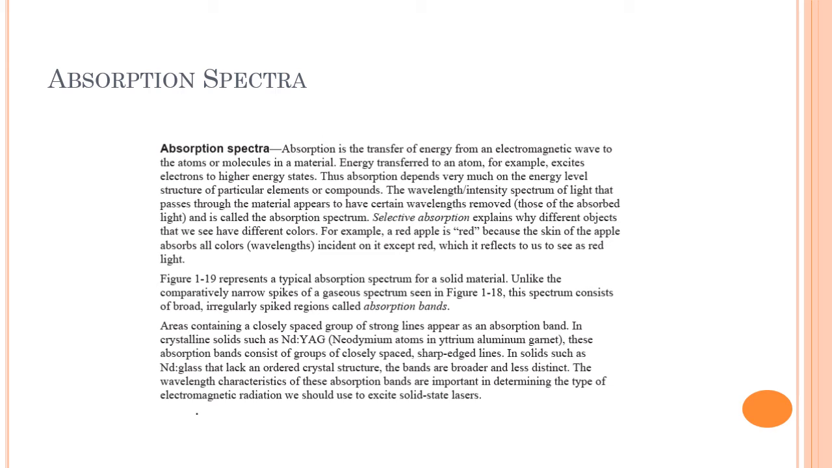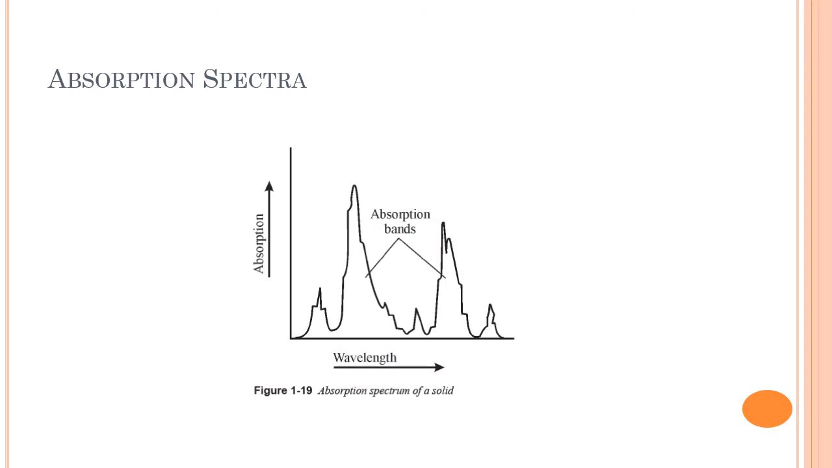These absorption bands consist of groups of closely spaced sharp-edged lines. In solids such as Nd glass that lack an ordered crystalline structure, the bands are broader and less distinct. The wavelength characteristics of these absorption bands are important in determining the type of electromagnetic radiation we should use to excite solid-state lasers. So here is that figure, and you can see how those peaks going up are different than they were in the previous slide.